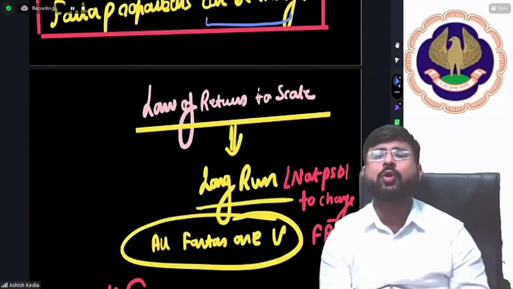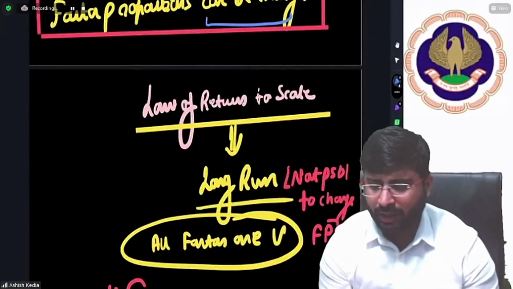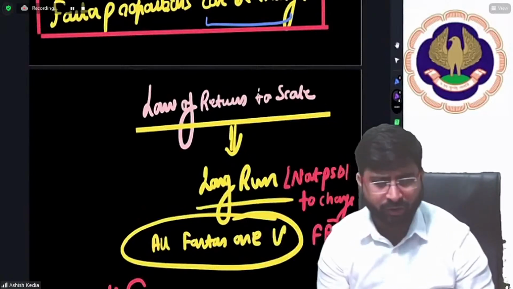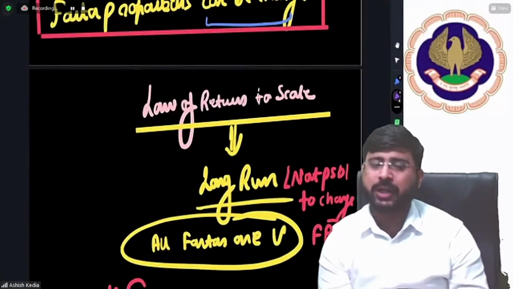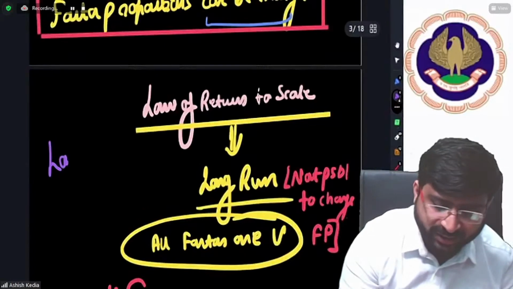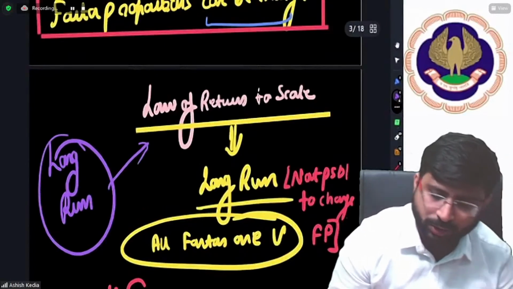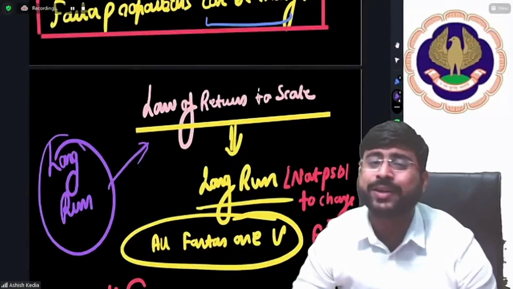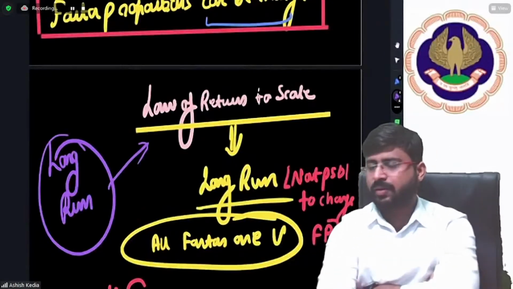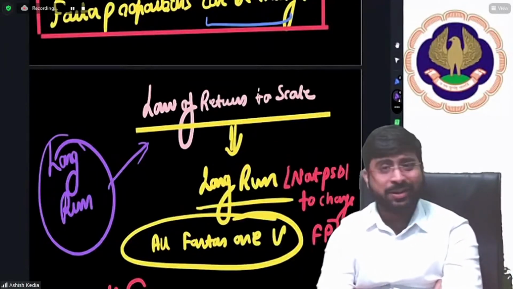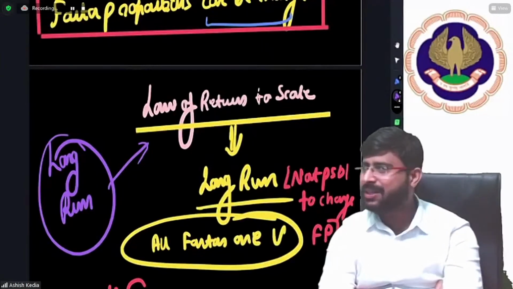Now we talk about laws of returns to scale. Under what scenario does law of returns to scale operate? Yes, you people are absolutely correct. It operates in the long run. If you all remember the notes of the last class, I had told you that law of returns to scale operates in the long run. Here, factor proportion cannot be changed.